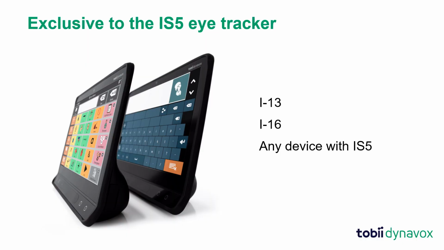So, after seeing all the great features and benefits of computer control, I bet you're eager to know how to get it up and running. So let's start with the technology needs. Computer control is exclusive to the IS5 eye tracker. The IS5 eye tracker is Tobii's next generation eye tracking technology that significantly enhances eye tracking performance. Computer control will only work on your new iSeries, the i13 or the i16, and any device built with the IS5 tracker moving forward.